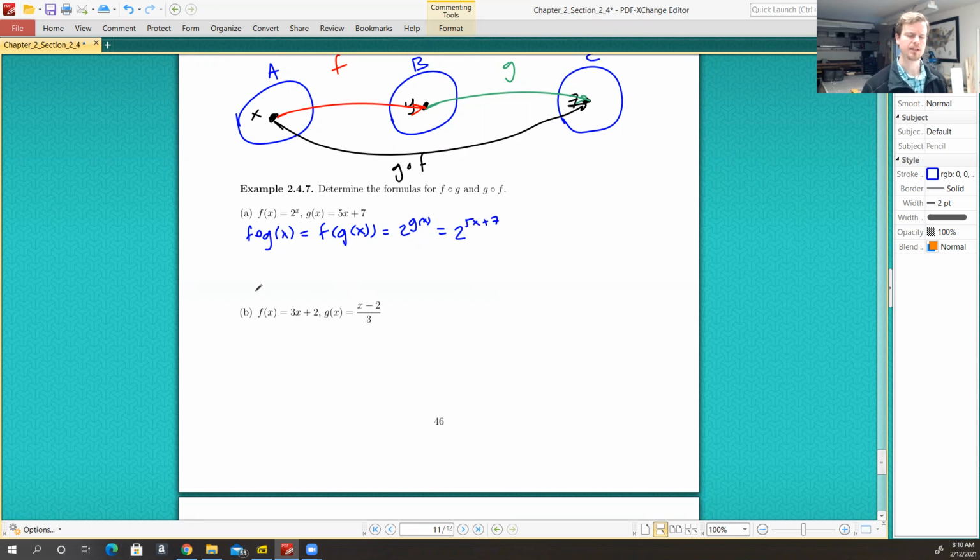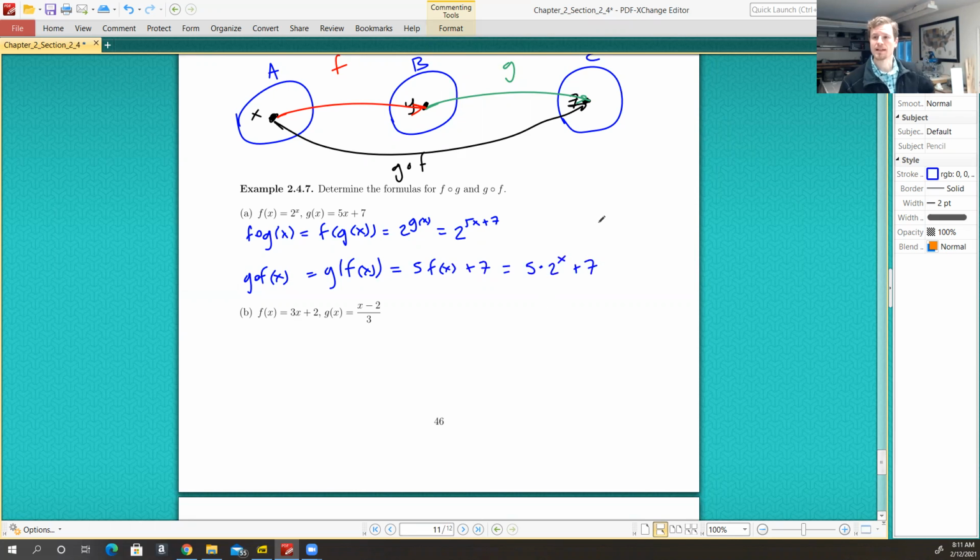Okay, easy. Well, what about the other way? G composed with f of x is G of f of x. And here I'm just going to plug f of x into the function g. So I have 5 times f of x plus 7. Now from here I say to myself, well, what is f of x? Well, f of x is 2 to the x, so this is 5 times 2 to the x plus 7.